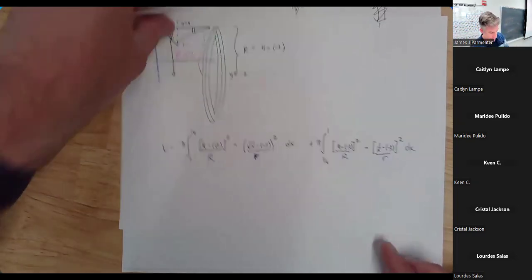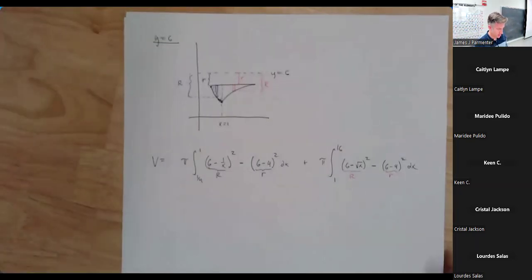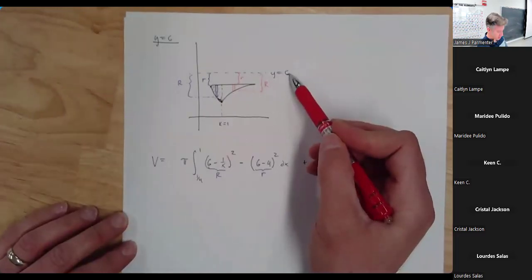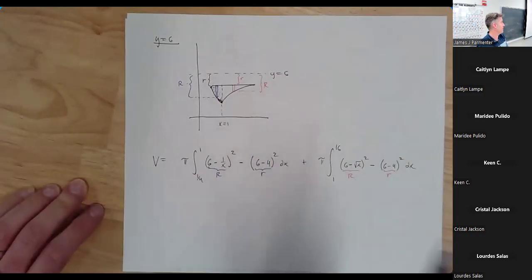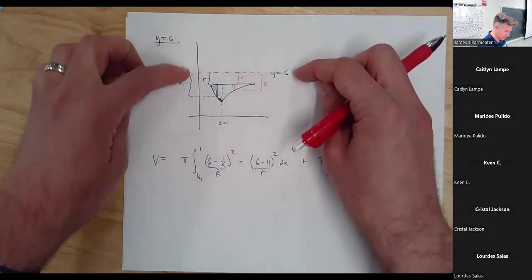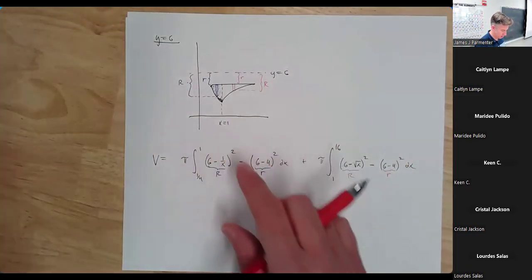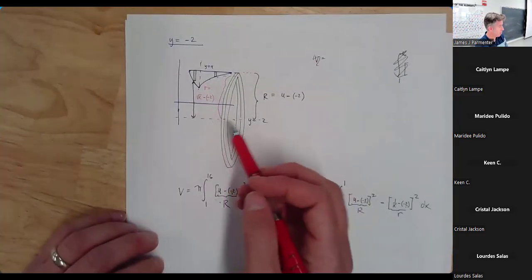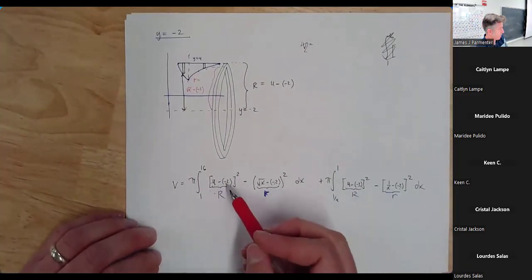So when you're finding the radii here, it's always the difference between your axis of rotation and your function. And the order you subtract just depends on which one's bigger. Here, the axis of rotation is bigger, so we do that minus our function. Whereas down here, the axis of rotation was smaller, so we did our function minus the axis of rotation.